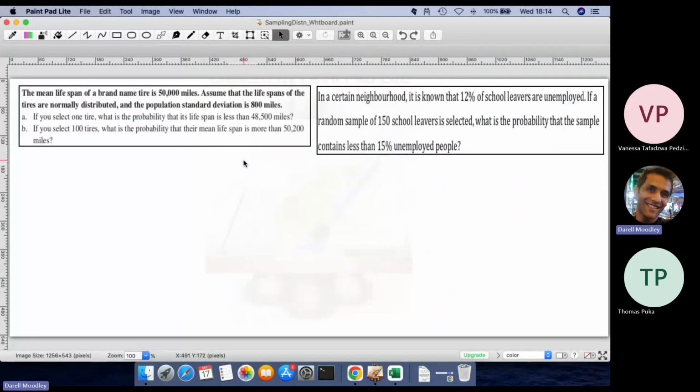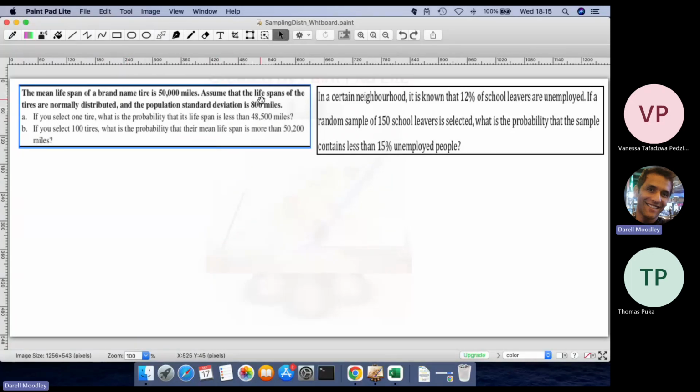Let's focus on the problem in the left box. We'll come to the right box in a second, but now I'm just going to draw your attention to the problem on the left, this box here. The question says the mean lifespan of a brand name tire is 50,000 miles.